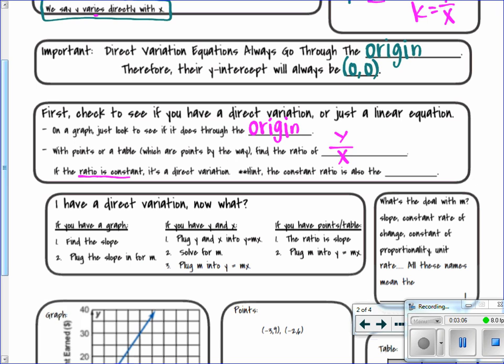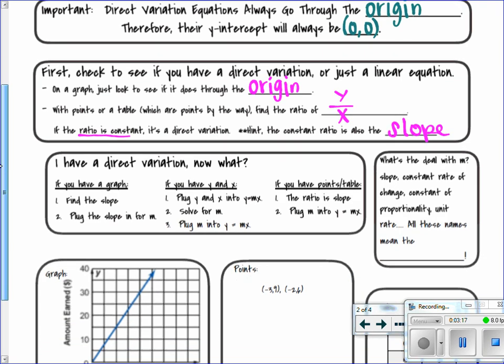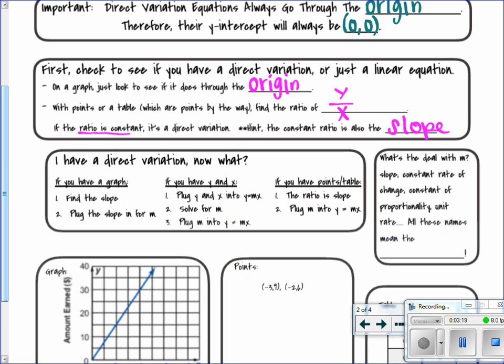The direct variation constant, that ratio, is another word for slope. It's still your slope. It's just that whenever you have a graph that goes through the origin, you can call it more than just your slope. It's called your ratio, your constant rate of change, your constant of proportionality, but all of those are saying the same thing.